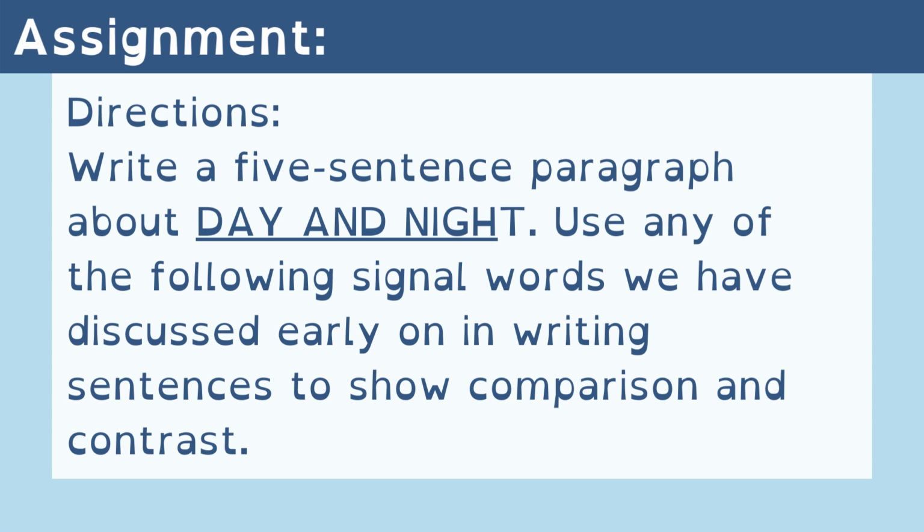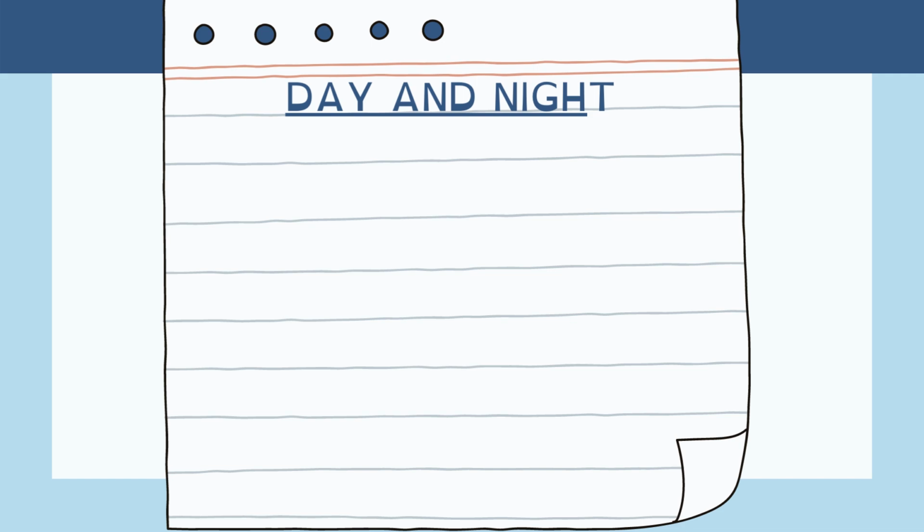For our last activity, we're going to have an assignment. Write a 5-sentence paragraph about day and night. Use any of the signal words we have discussed earlier in writing the sentences to show comparison and contrast. You may do this activity in your English notebook. After you have written your paragraph, take a picture of it and upload the picture in our Google Classroom.